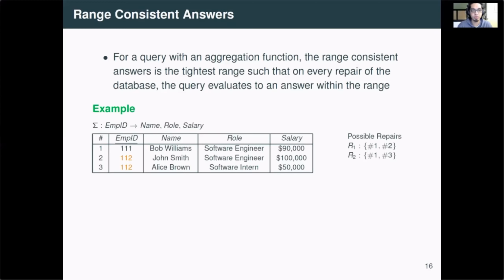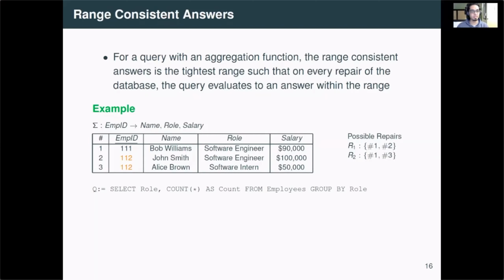So let's go back to our example of employees table, where employee ID is a key. You see there are two possible repairs of this database. The first repair is when you keep tuples 1 and 2, but you throw away the third tuple. The second repair is when you keep tuples 1 and 3, but throw away tuple 2. Let's say your aggregation query is you want to count the number of employees for each role. If we evaluate this query directly on the inconsistent database, it will tell you that there are two software engineers and one software intern. It's easy to see. But this is misleading, because if you repair the data, these numbers are no longer correct.